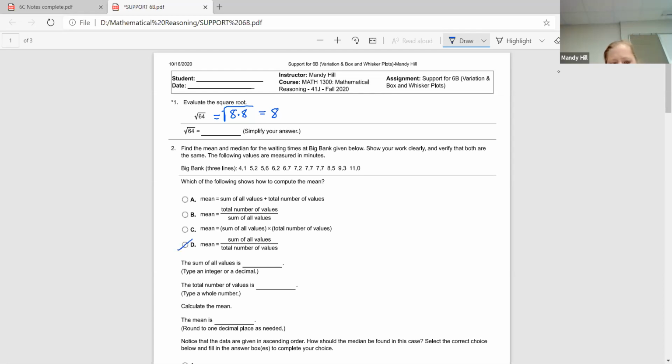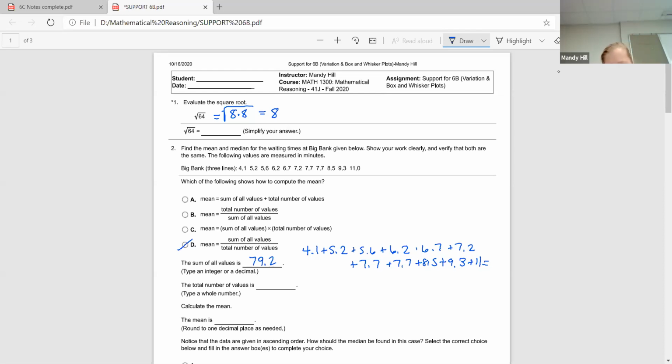Okay, so it says the sum of all the values. Well, that's where we want to take 4.1 plus 5.2 plus 5.6 plus 6.2 plus 6.7 plus 7.2 plus 7.7 plus 7.7 plus 8.5, plus 9.3 plus 11. And we want to find the total of those. And when you add them all up, the sum of all the values is 79.2.